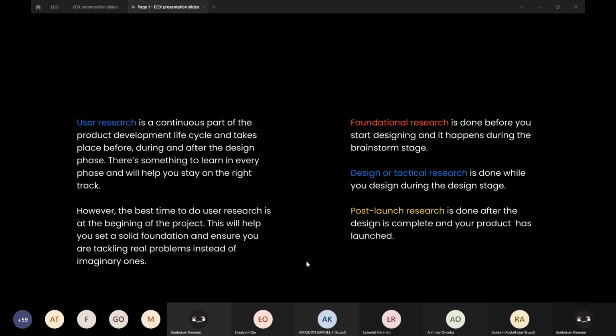But the best time to do user research is before you even start designing. Before you start designing the product, you conduct user research. This will help you set a solid foundation and ensure you are tackling real problems instead of imaginary ones. Don't just assume that users actually need this product. You need to know and be sure that they actually want or need this product. So as a UX designer or UI/UX designer, before you build a product, you have to conduct research on the users to find out if they actually need this product.